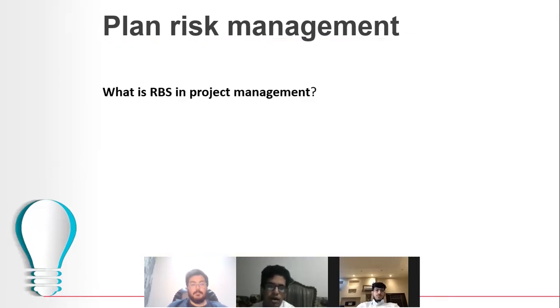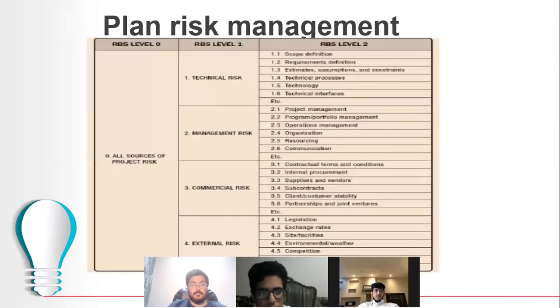We have the risk breakdown structure in project management, which puts the risks in phases and groups, so that we know this risk is coming from this area, this requirement, or this task, or whatever. So we can locate the risk. Next. This is how the risk breakdown structure looks. We'll talk about it later. Next.